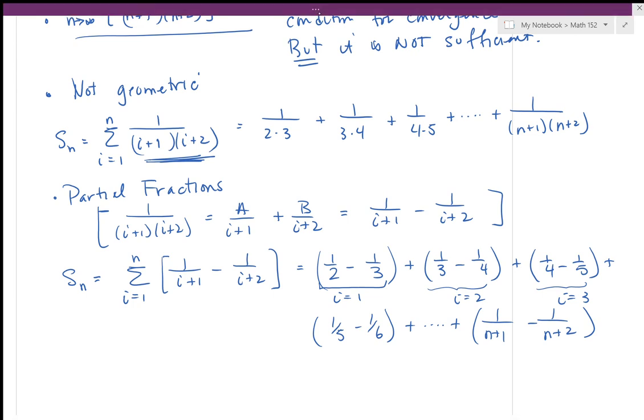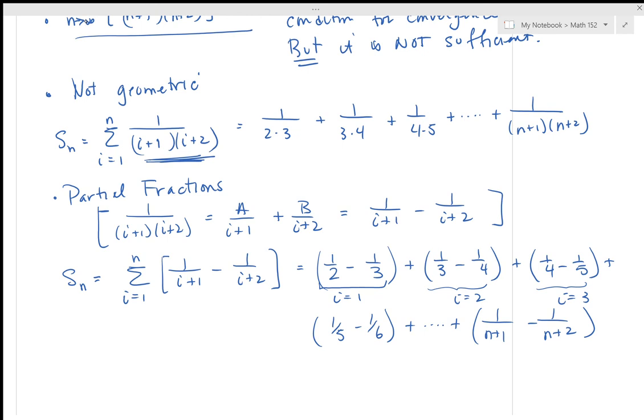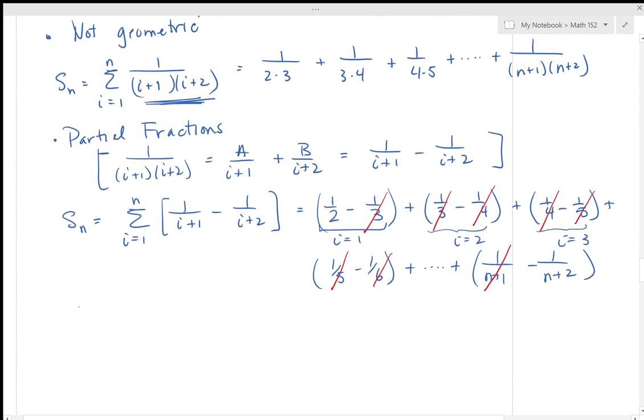Something very nice for us is going to allow us to get an expression for that nth partial sum in terms of n, which is what we need, because then we can take a limit on that. So how do I see that? Look at this. This minus 1/3 and plus 1/3, that's gone. Minus 1/4 plus 1/4, that's gone. Minus 1/5. So all of these things are disappearing all the way up, leaving me with this expression here, a 1/2 minus 1 over n plus 2. That is the expression for the nth partial sum in terms of n.